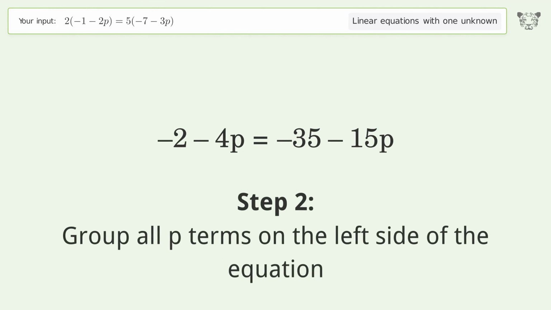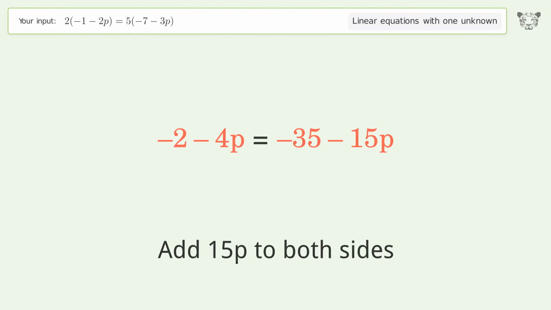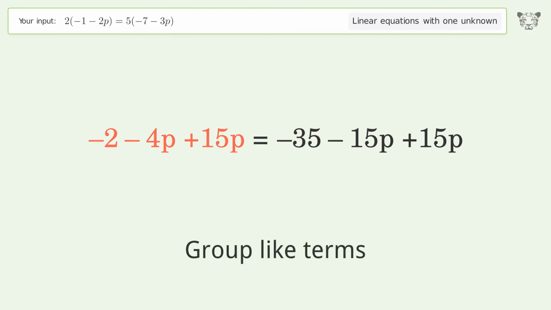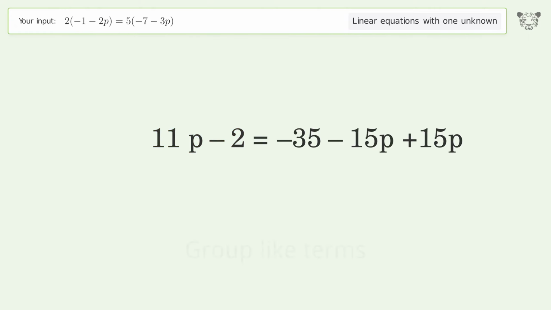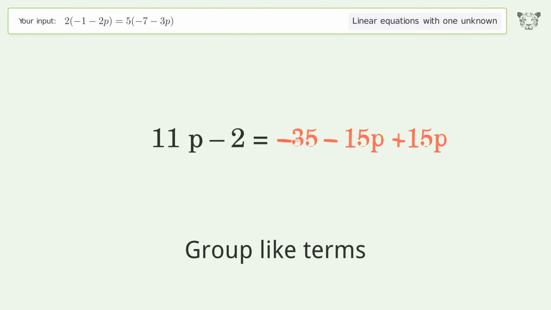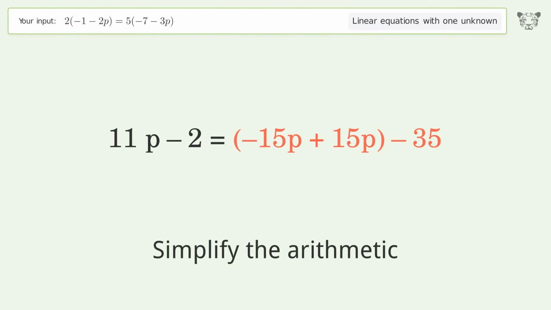Group all p terms on the left side of the equation. Add 15p to both sides. Group like terms. Simplify the arithmetic. Group like terms. Simplify the arithmetic.